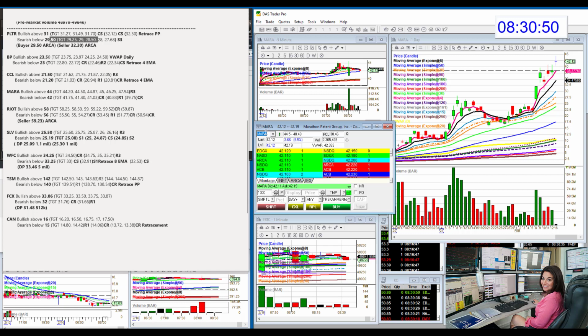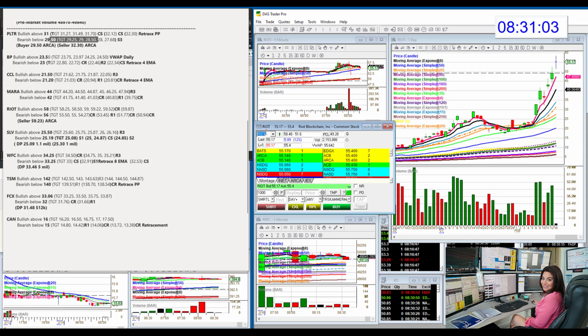Mara, hot today off the crypto, off the Bitcoin rally. We are going to be bullish above 44, bear below 42 for a retracement trade. Riot, also hot, bullish above 58, or even 57.50. When I mapped this trade out, we were up here, so I had to do 58. Yep, I always have to go above where it's at.